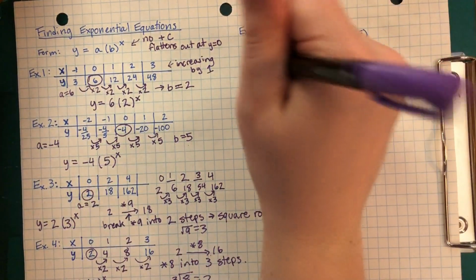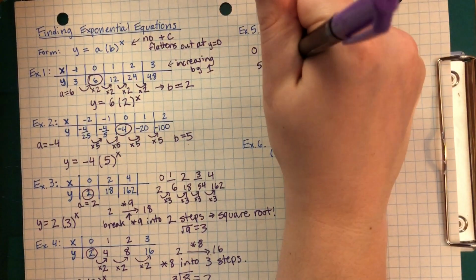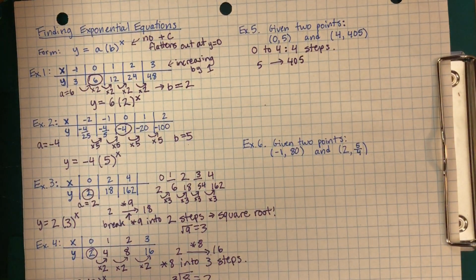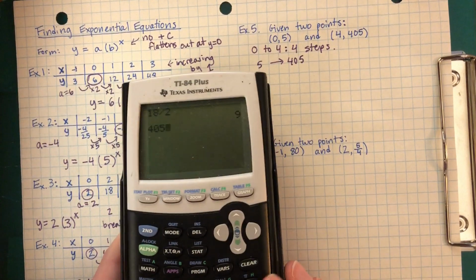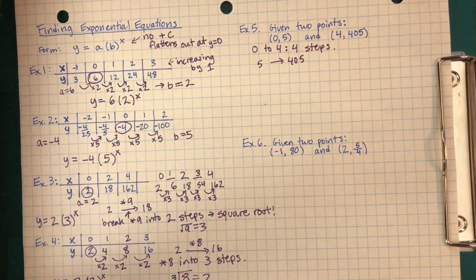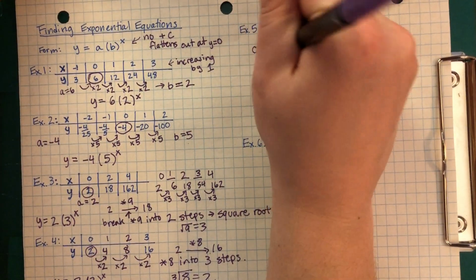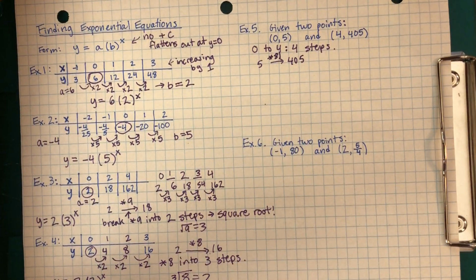And to get from 5 to 405, what do I need to multiply by? This one, it's not a math fact you have memorized. You don't know it off the top of your head, but we can just divide 405 divided by 5 is 81. So I need to multiply by 81 to get from 5 to 405.